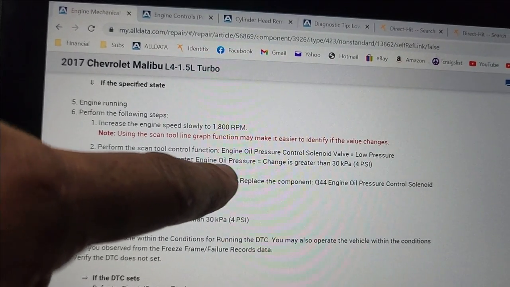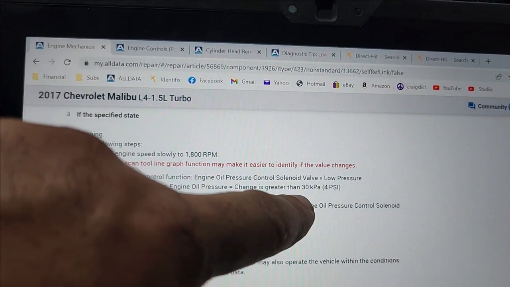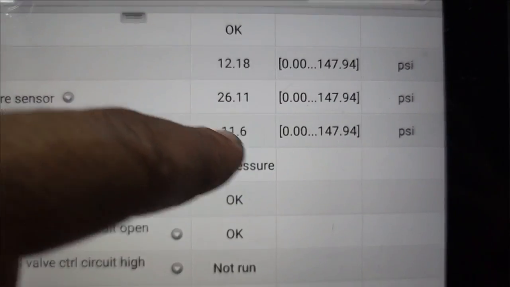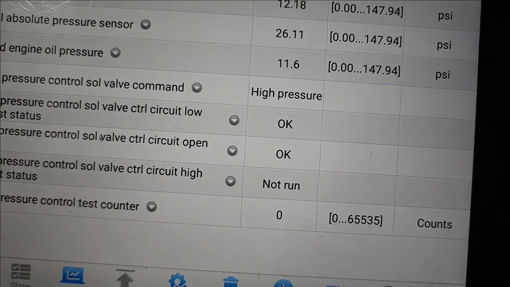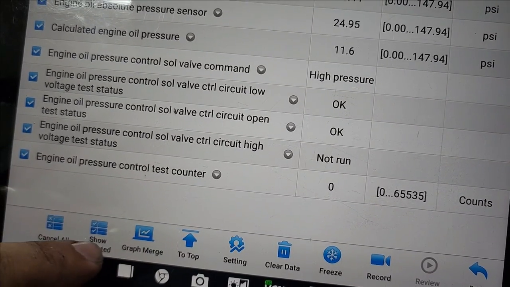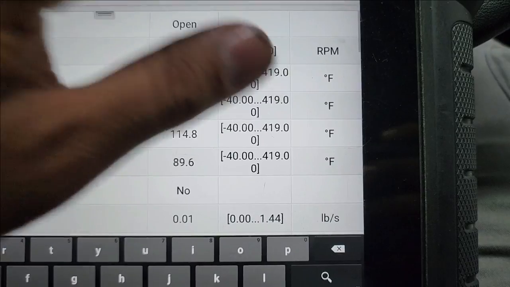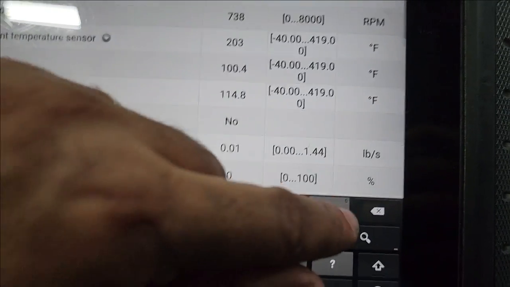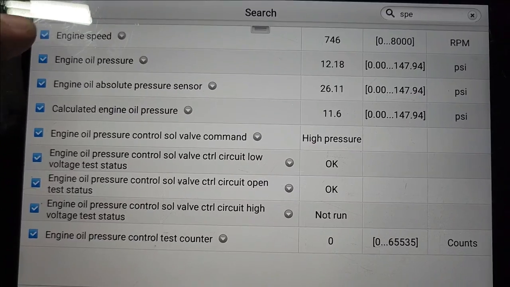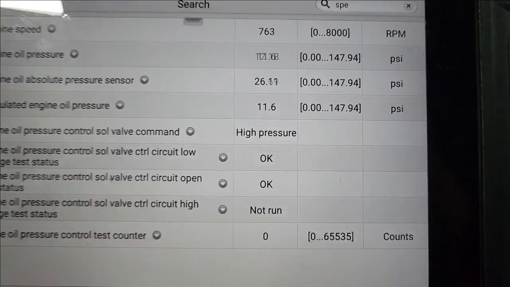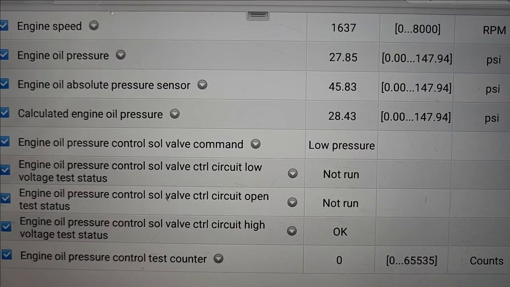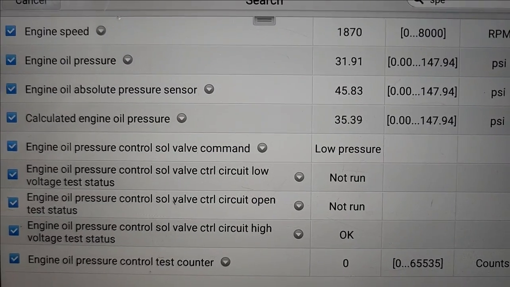Verify the scan tool parameter: engine oil pressure change is greater than 4 PSI. So engine oil pressure, we're going to increase. Actually, let's pull this, 1, 2, 3, 4, 5, 6. Yeah, why not? And then let's put RPM, engine speed, and then look at this. All right, so we're gonna watch engine speed and oil pressure and see the changes. So slowly increase to, what do we have, 12 right now. 18, yeah, we jumped a lot.